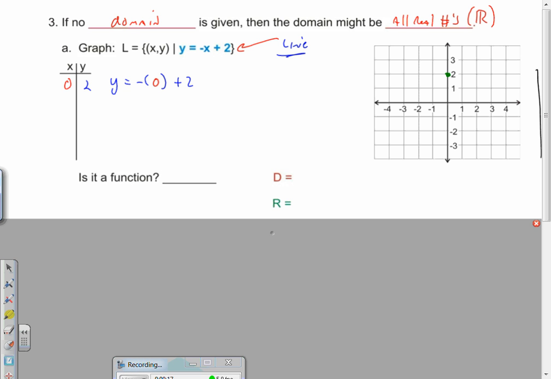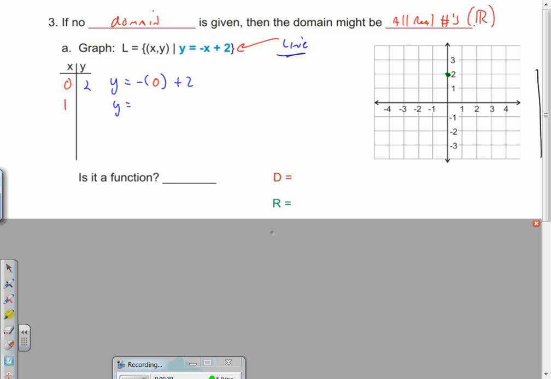All right, we stopped at number 3, and this situation was unique. There's no domain listed, meaning that the domain is all the real numbers. So what do you do? You choose values of the domain. I told you this is going to be a line, so we're going to choose 3 values. 0 is always a great one. I'm going to use 1 next, nice and handy.